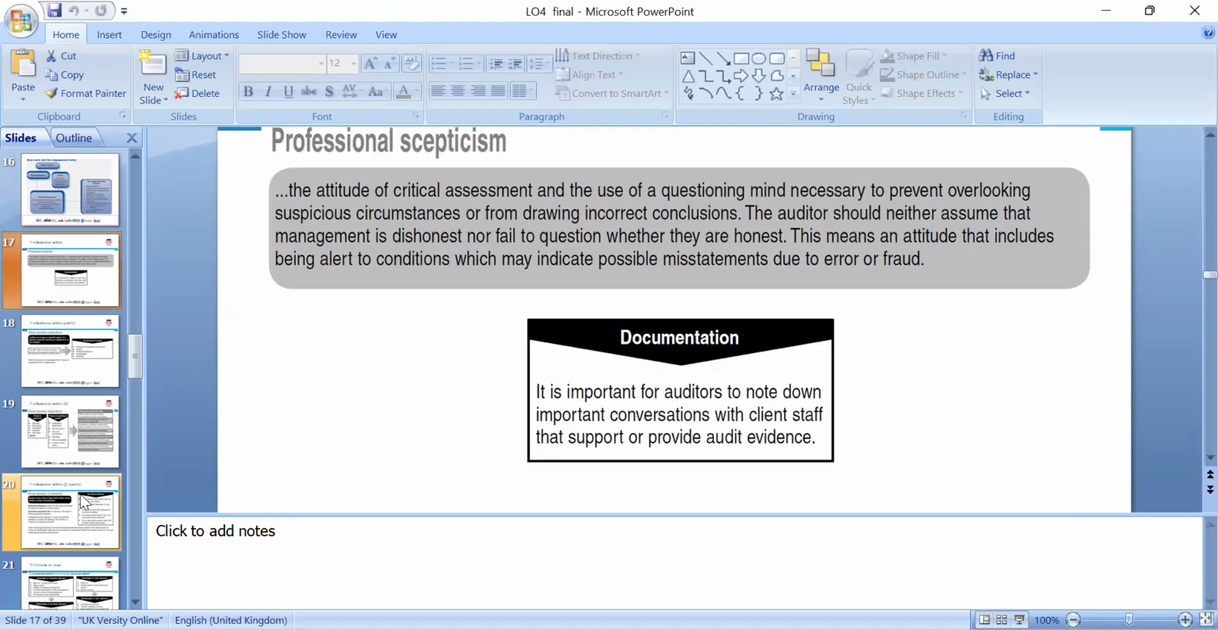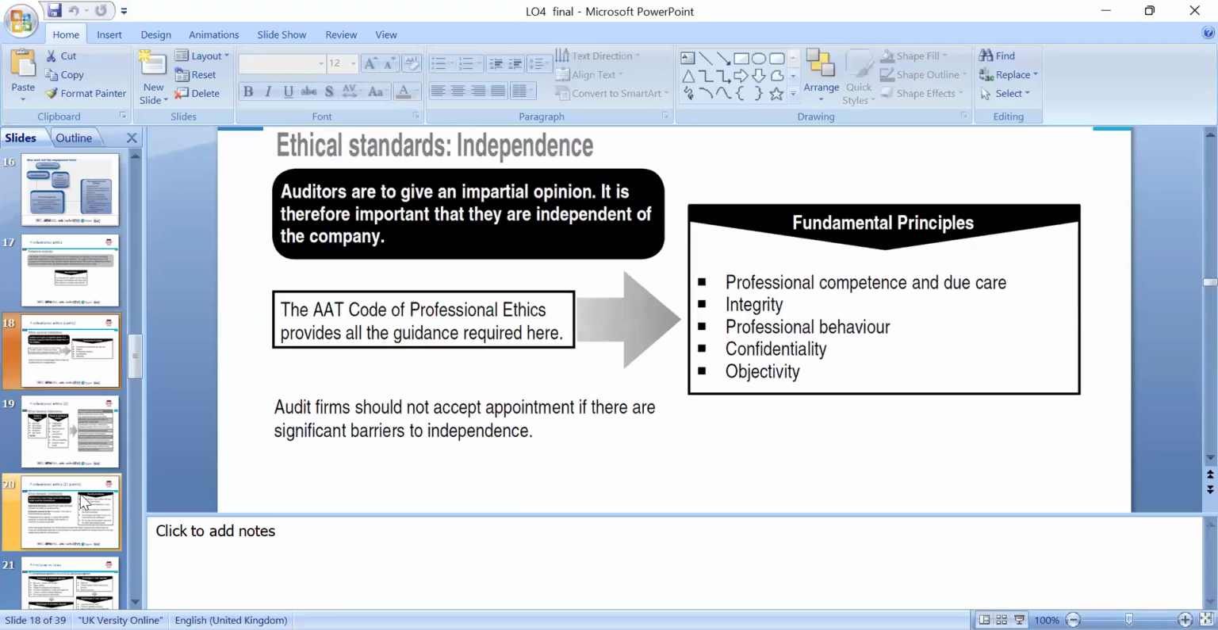We must not overlook suspicious circumstances when they happen in organizations. This attitude includes being alert to conditions that may indicate problems. For example, if you are dealing with a cash business, there is a high likelihood of risk involved, that the cash or the taxes are not being paid accordingly. So we have to look at the ethical standards. Auditors give an impartial opinion, and it's important that they are independent of the company. And we look at the AAT, ACCA, IFA code of conduct, whichever awarding body you are a member of.